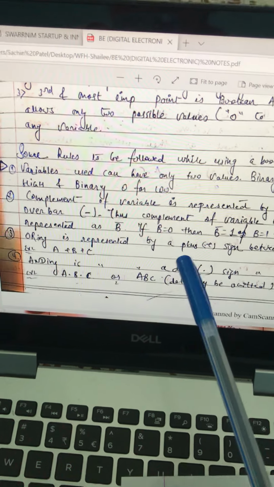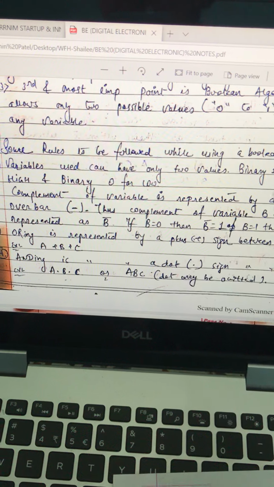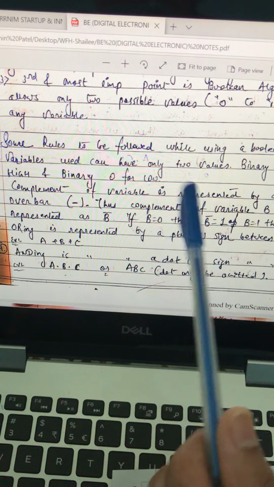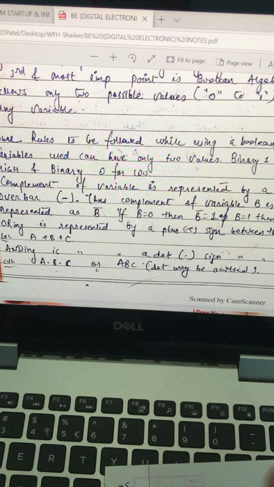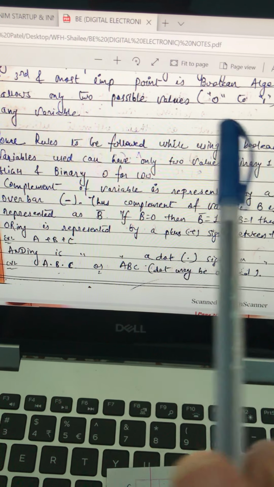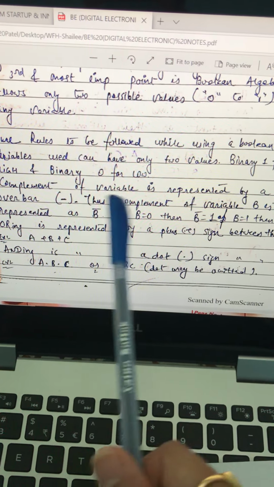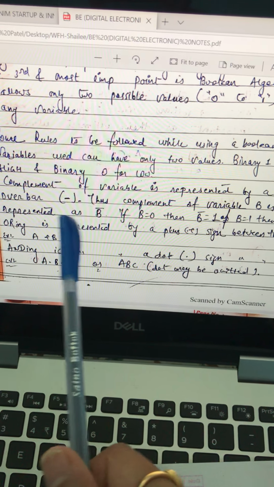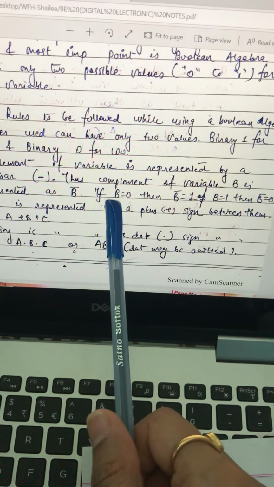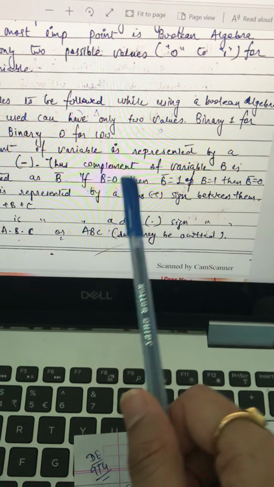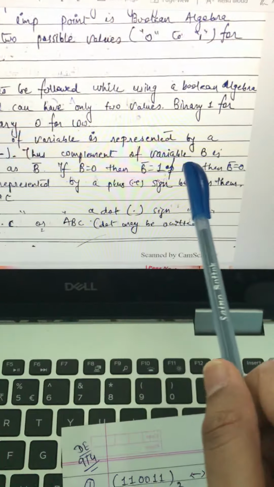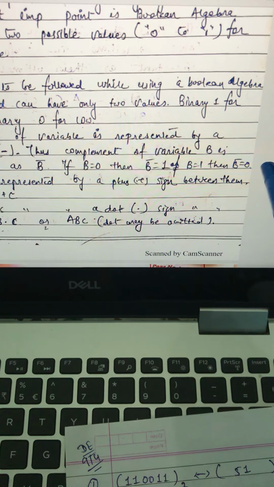Those rules are: a variable can have only two values, 1 for high and 0 for low. If we consider the example of a switch, 1 is the on switch and 0 is the off switch. The complement of a variable can be represented with an over bar, like B bar. So if B equals 0, then B bar equals 1. It represents the inverse. So if B equals 1, then B bar will be 0.